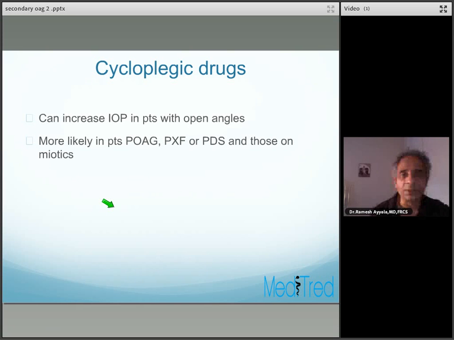Lastly, cycloplegic drugs that we use normally in our clinic can occasionally increase intraocular pressure in patients with open angles. This is more likely to occur in patients with primary open angle glaucoma, pseudoexfoliative glaucoma, or pigment dispersion syndrome, and those who are on miotics. The exact mechanism as to how the cycloplegic agents increase intraocular pressure is unknown, even though there is a suggestion that it's to do with the change in the trabecular meshwork configuration following cycloplegia.